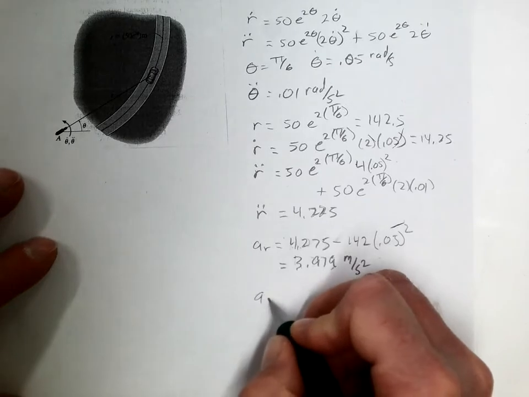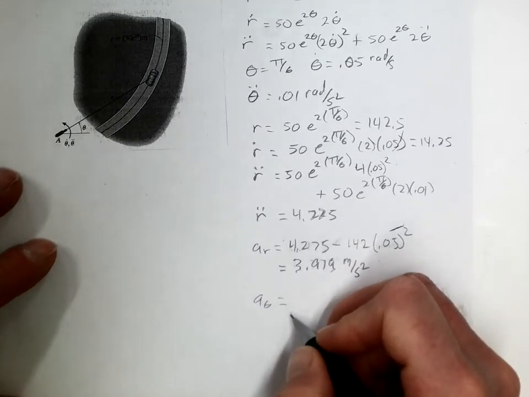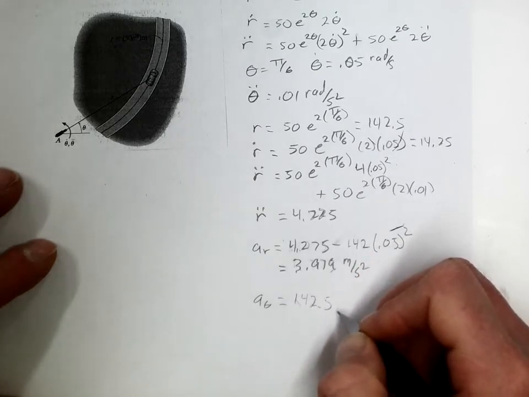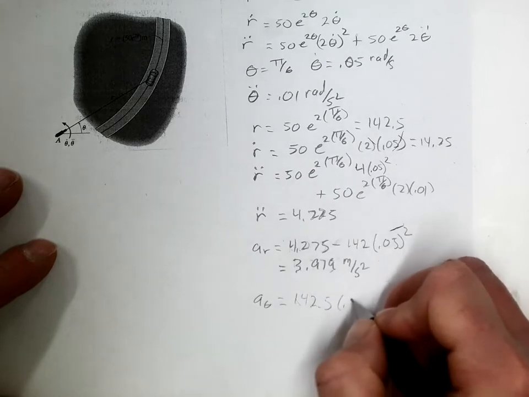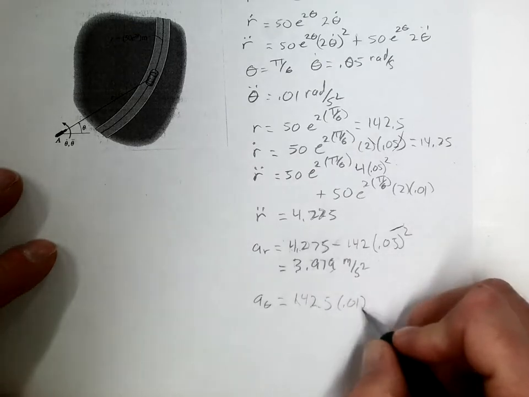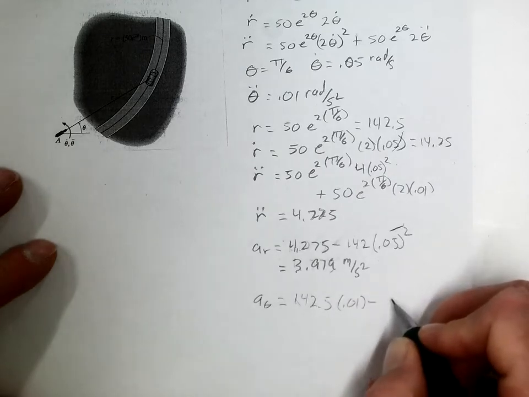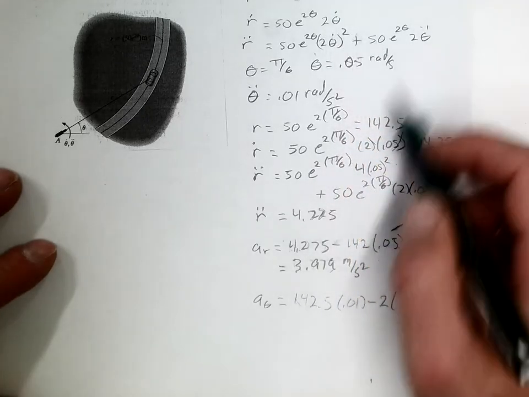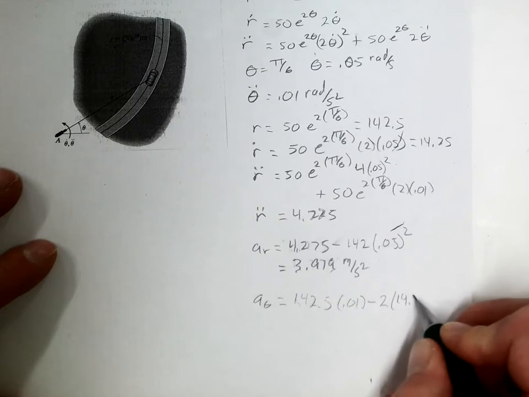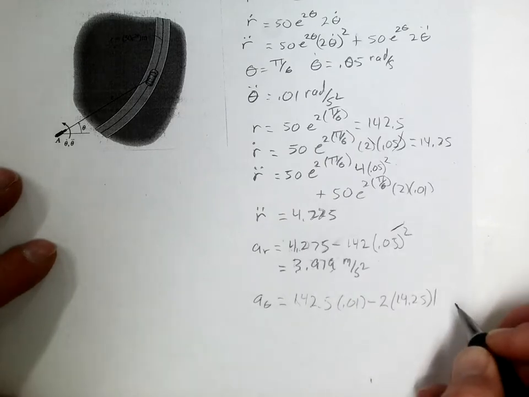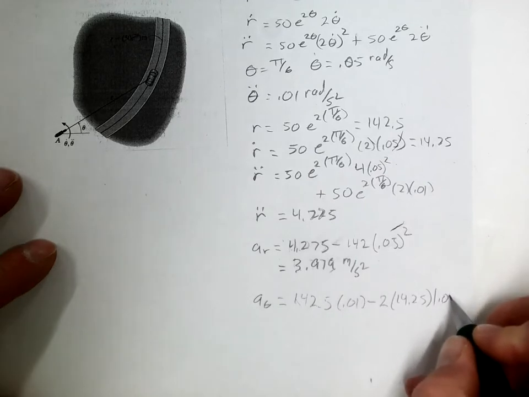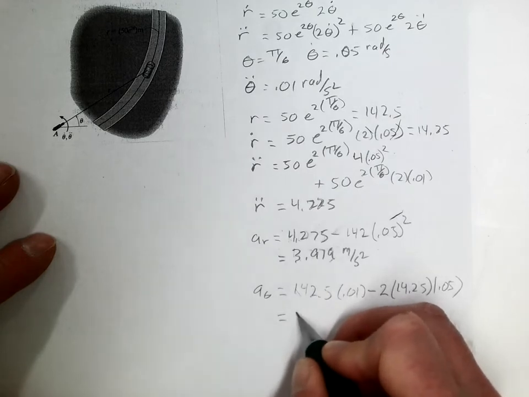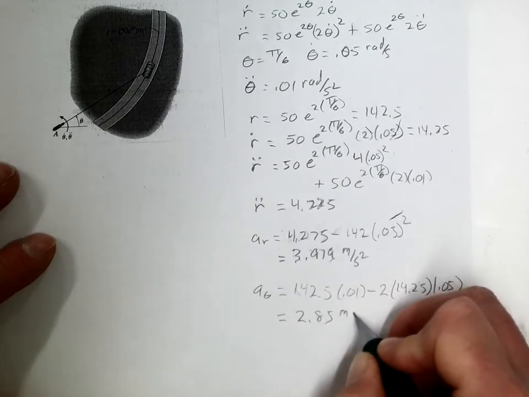Now a_theta is equal to r, 142.5, times theta double dot, 0.01, plus 2 r dot, 14.25, times theta dot, 0.05, and that is equal to 2.85 meters per second squared.